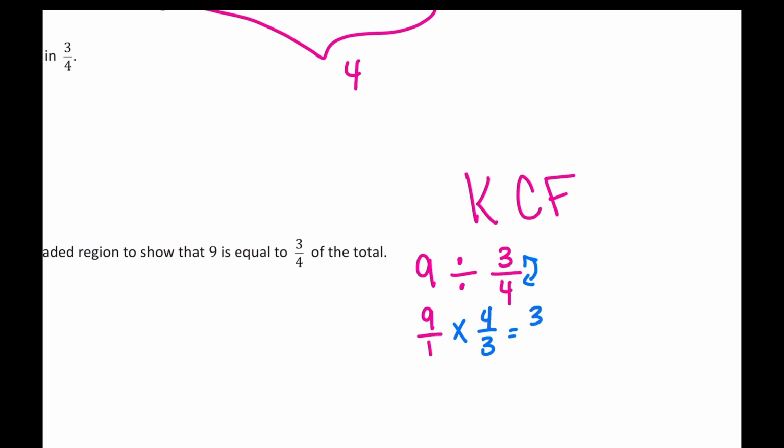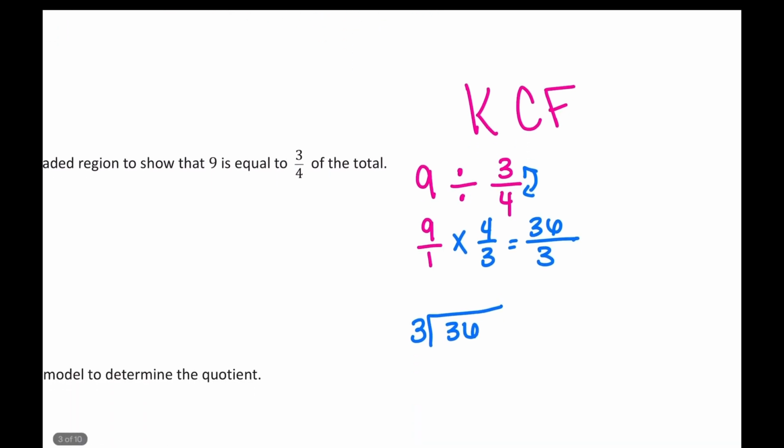Go ahead and solve this. What is 9 times 4? You should get 36. And 1 times 3 gets us 3. Now if you notice here, we need to simplify. But instead of simplifying by dividing, we're going to use long division. How many times can 3 go into 36?